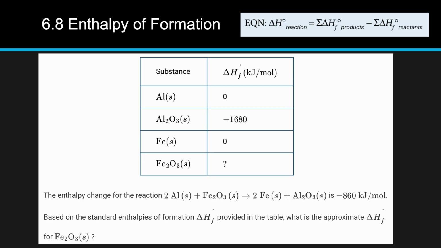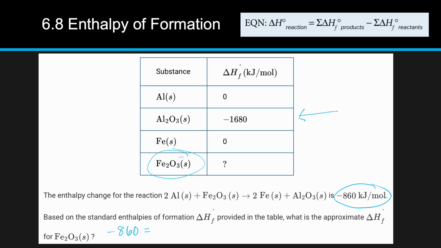All right, so let's do one more example problem before we move on to Hess's law. This says the enthalpy change for the reaction is negative 860 kilojoules per mole. Based on the standard enthalpies of formation, what is the approximate delta H of formation for Fe2O3? So we have the total delta H for the reaction, which is our negative 860 kilojoules per mole. We also have the other components within our reaction. We're just missing Fe2O3. So we know delta H of the reaction is equal to negative 860.